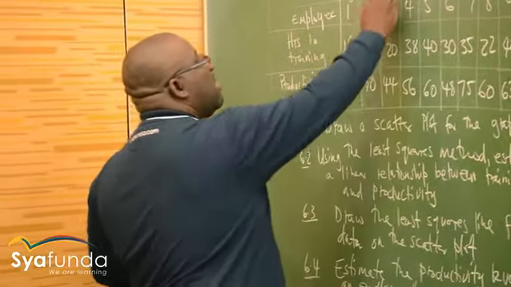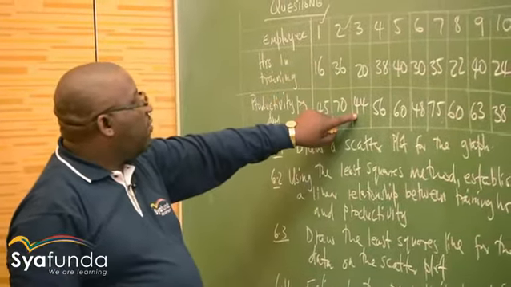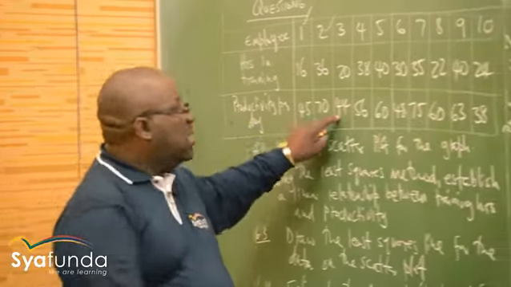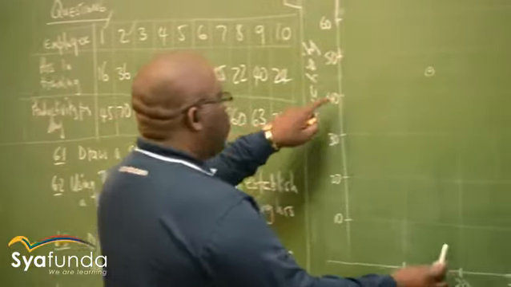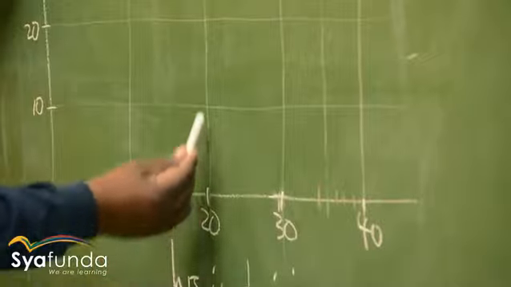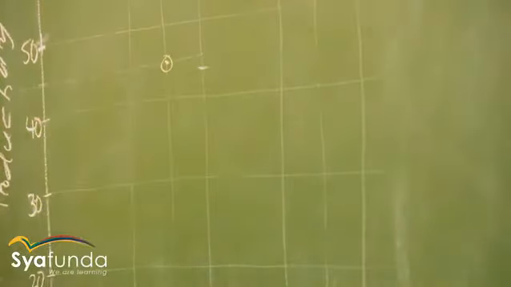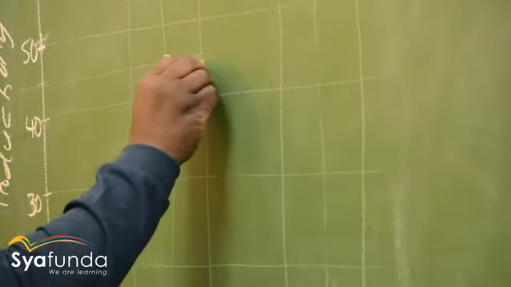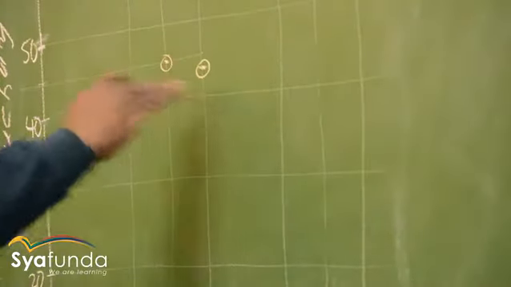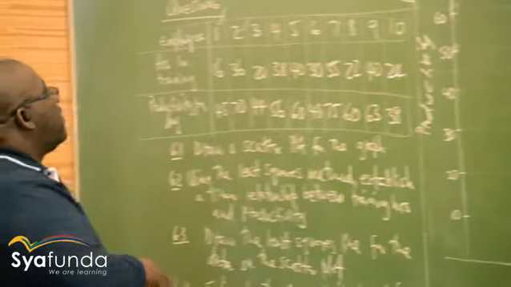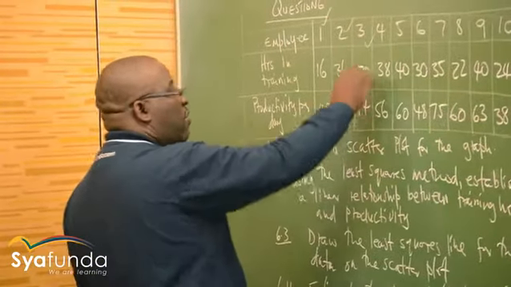This is done. The third employee is 20 and 44. X is 20, Y is 44. This is 20, this is 40, this is 45, so 44 is slightly below there. This is where 44 is. This is 20 and 44. This one is done.